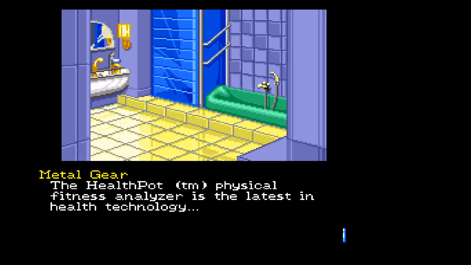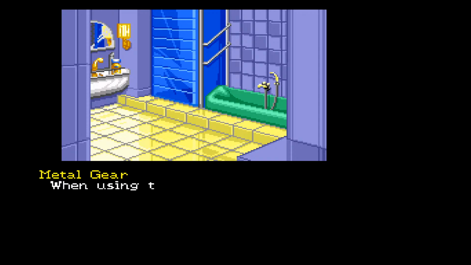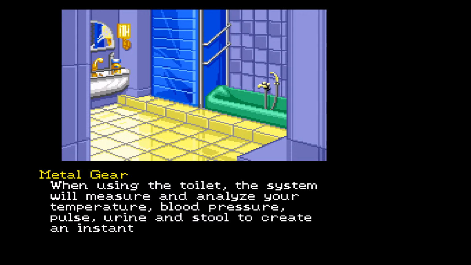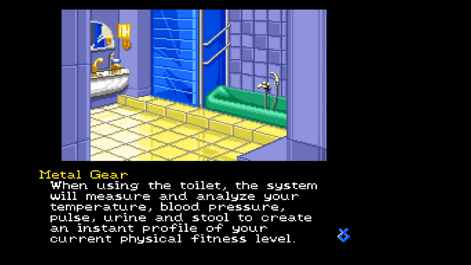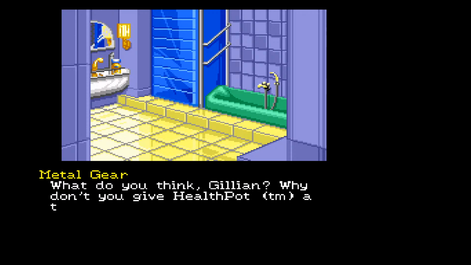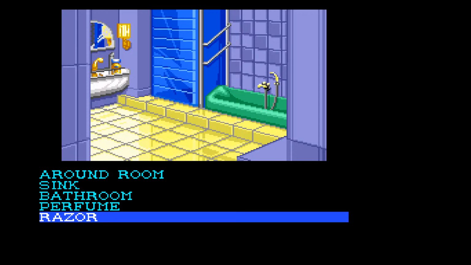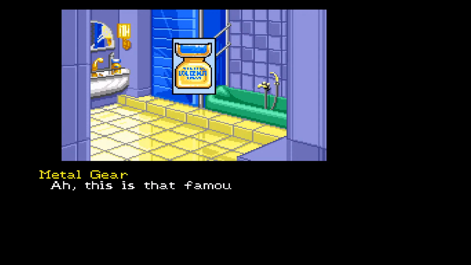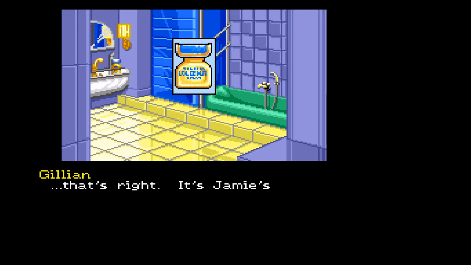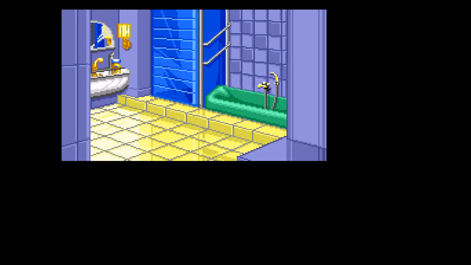The HealthPot Physical Fitness Analyzer is the latest in health technology. When using the toilet, the system will measure and analyze your temperature, blood pressure, pulse, urine, and stool to create an instant profile of your current physical fitness level. What do you think, Gillian? Why don't you give HealthPot TM a try? Ah, this is that famous Le Smell de l'Amour. That's right, it's Jamie's favorite.